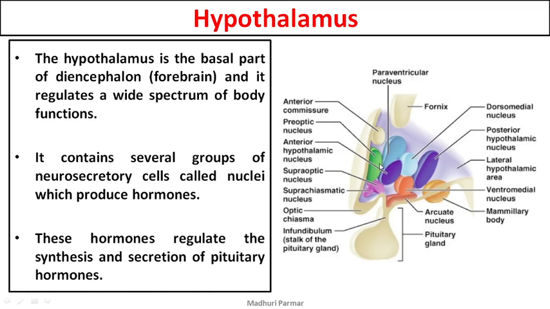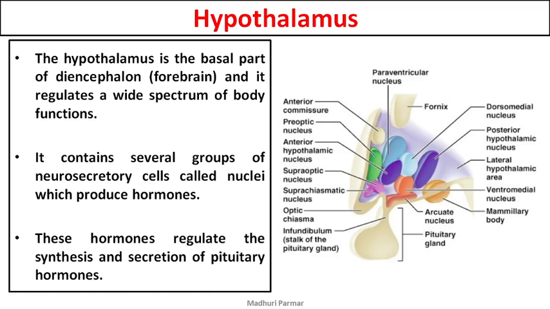Now it contains various groups of neurosecretory cells. Pay attention to each word. Several groups of neurosecretory cells. So these are groups of cells, okay? And which type of cells are they? They are basically neurons. But these neurons are secreting something. So their name is given as neurosecretory cells.